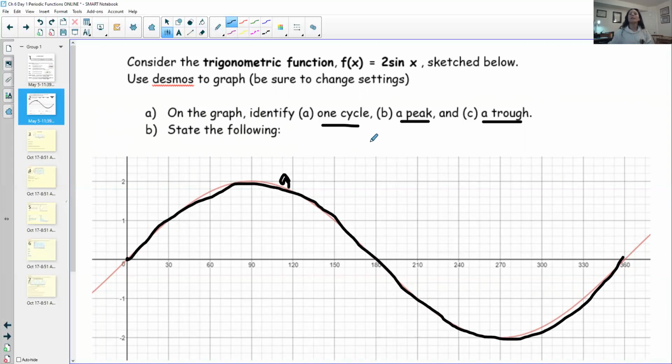Okay. Now, identify the peak. That would be the high point. Well, this right here looks like the high point. So that is our peak or our maximum. Okay, so that's B. And the third thing is our trough, which is our low point. And it looks like it's around here, okay, our low point. So our maximum is at 2. Our minimum is at -2. And then our cycle is here.